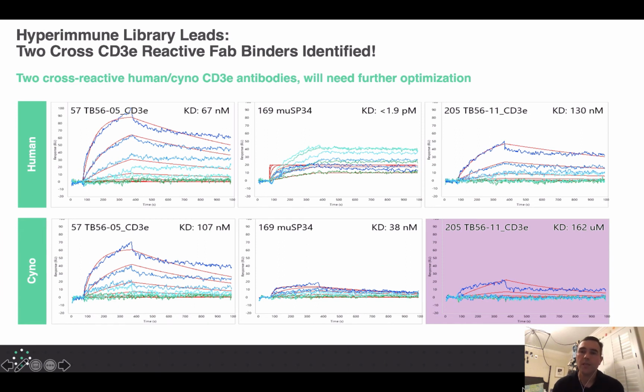Now here's a couple examples of how we've actually discovered antibodies from the Hyperimmune Library. Shown here is one example where we've discovered antibodies to CD3 epsilon, which cross-react between human and cyno CD3. As you may know, finding antibodies that cross-react between human and cyno is really difficult against this target. Shown here are two antibodies that we found that have decent levels of cross-reactivity between human and cyno CD3.